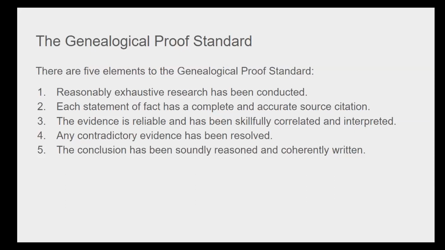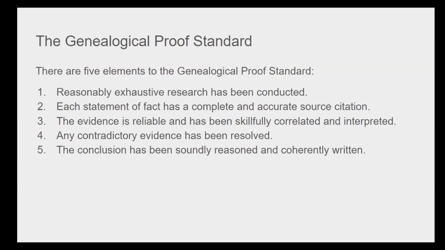So the third element of the genealogical proof standard is to analyze and correlate the information and the evidence that you've collected. You want to assess its quality and relevance to your research. So you're analyzing to make sure, to the best of your ability, that the records you have are in fact for your ancestor and not somebody else with the same name in the same place.